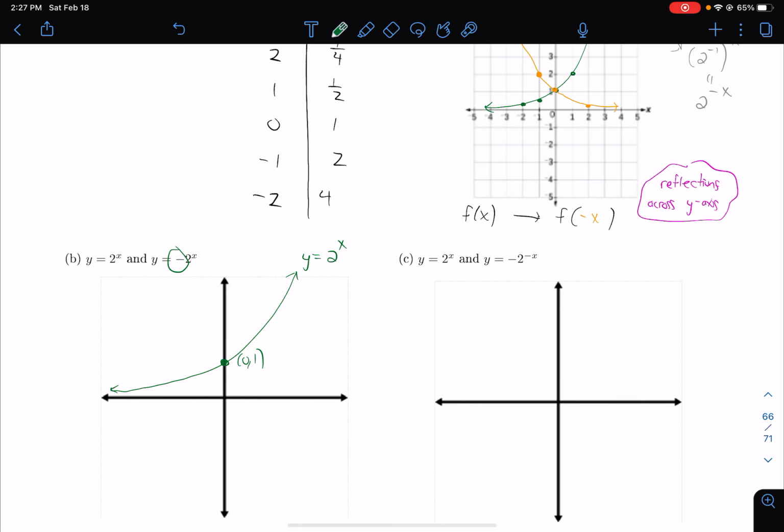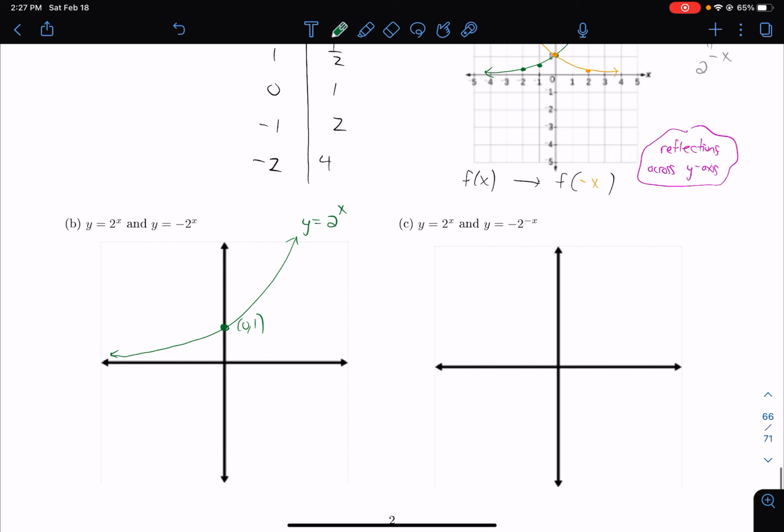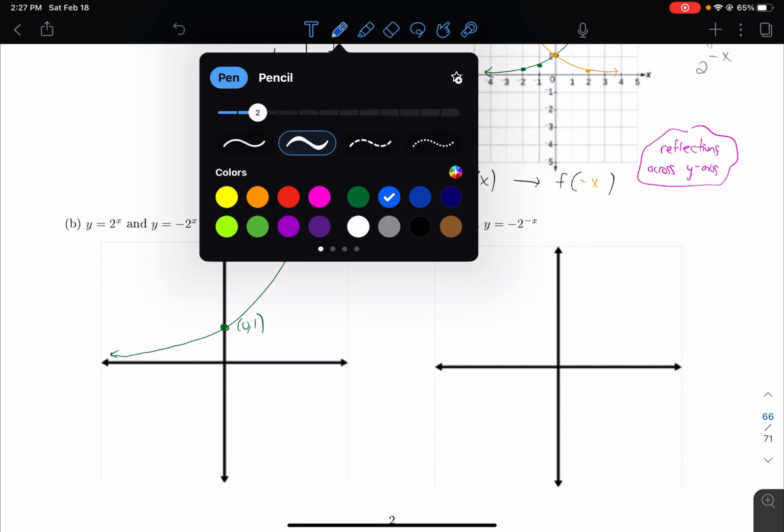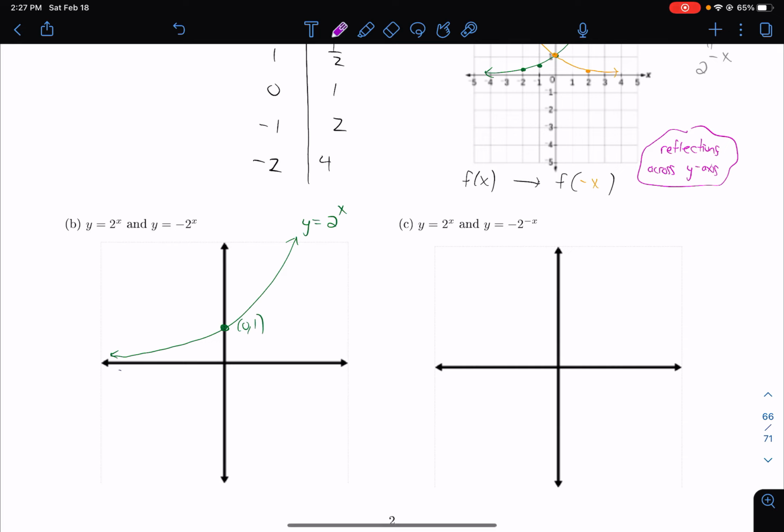And if we put a negative sign in front of the whole function, well, that's going to be a reflection, but this time across the x-axis. So we'll put it in a different color. We will get a reflection across the x-axis that is going downward like this. Now that balance point has gotten reflected to (0, -1). This is y equals negative 2 to the x. All right, let me just write in words that these graphs are reflections across the x-axis.